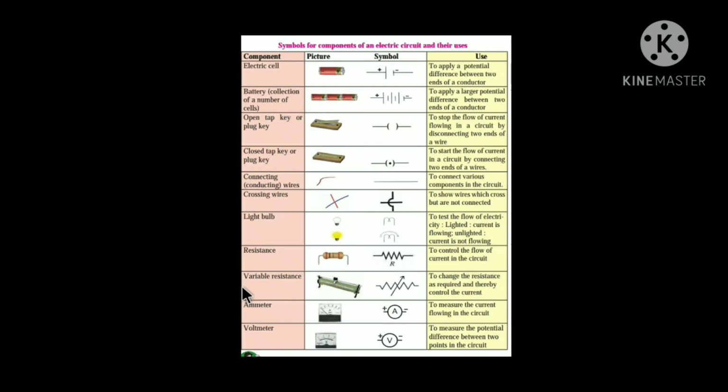The next component, variable resistance. The picture is like this and the symbol is like this. Used to change the resistance as required and thereby control the current. Next, ammeter. The symbol is like this, to measure the current flowing in the circuit. Then voltmeter. Picture, symbol, and use: to measure the potential difference between two points in the circuit.